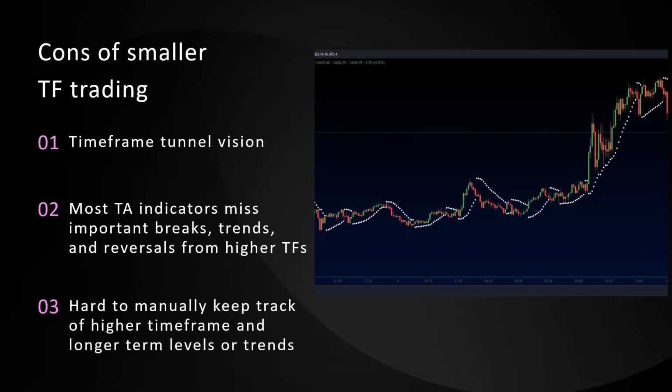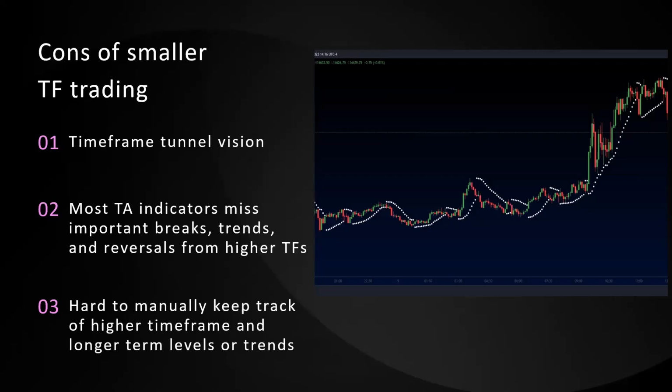But of course, there's a lot of cons to trading on smaller time frames, or limitations and considerations you have to think about. So the first one is something I call time frame tunnel vision. I'm going to go into a little more detail on this in the next couple slides, but when you're on a small time frame like the 1-minute, it's really easy to just look at that chart or look at the levels you're seeing. Maybe you drew some trend lines or some channels, or you have a moving average indicator that's telling you something is support or resistance.